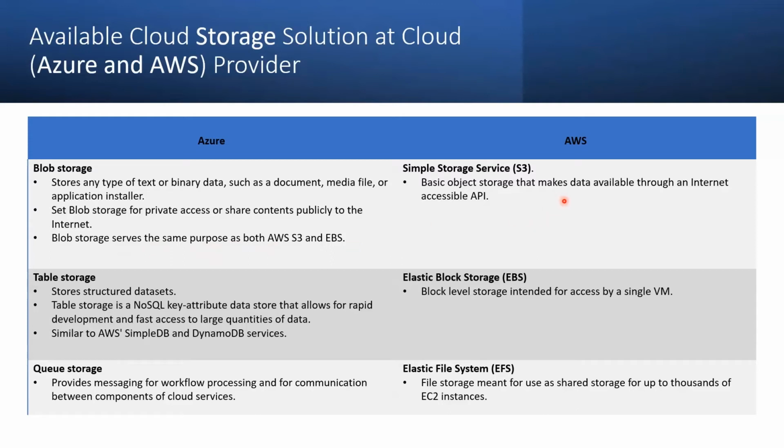Let's talk about the two AWS services. Simple Storage Service, known as S3, provides basic object storage made available through an internet accessible API. Elastic Block Storage (EBS) is block level storage intended for access by a single VM. As I said, these two services are combined and offered by Azure Blob Storage.